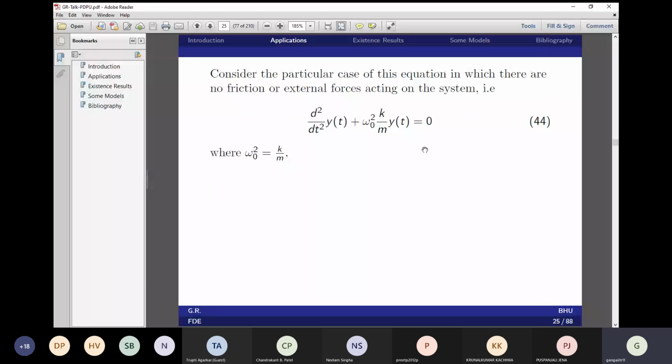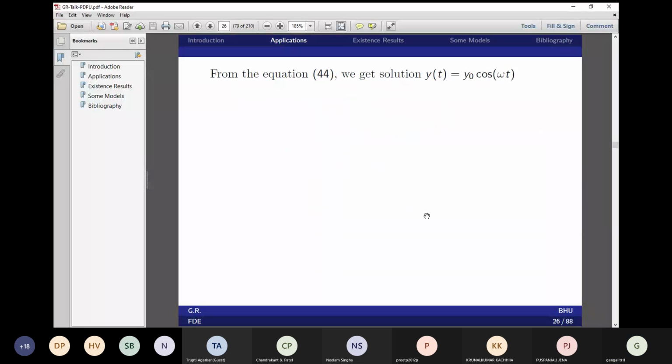Basically this is the particular form when there is no friction force or external force on the system, and we can take omega squared equal to k upon m. Basically this is the constant. Now, from the theory of ordinary differential calculus, with the initial condition, the solution will be y(t) equal to y naught cos omega t.